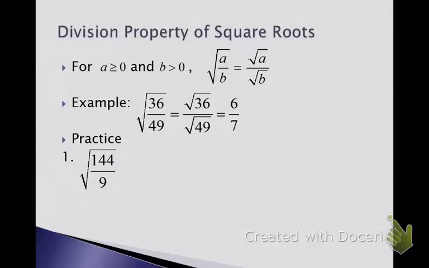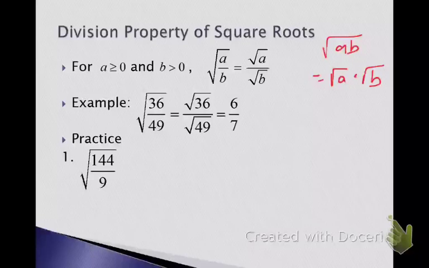Okay, so we got cut off before. We just started to talk about the division property of square roots, which is a whole lot like the multiplication property of square roots. And a quick reminder from the last video that the multiplication property says if you have two things being multiplied inside of a square root, then you can separate them into individual square roots and multiply them. The division property is the same thing.